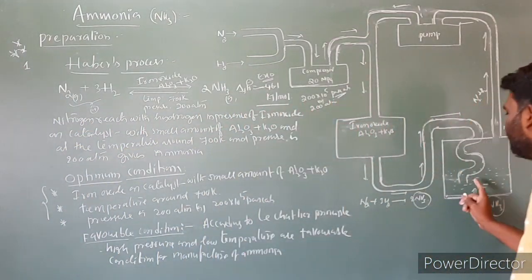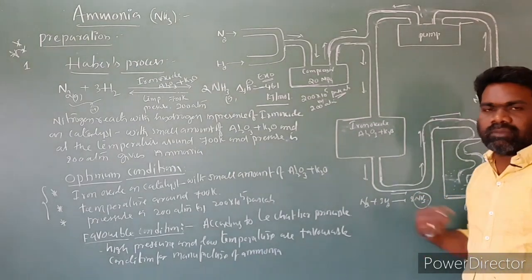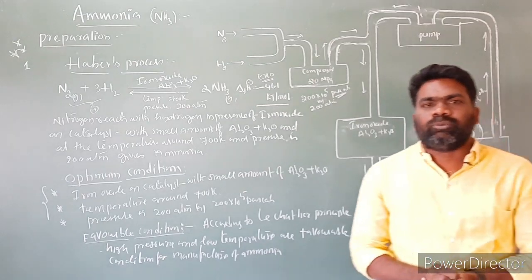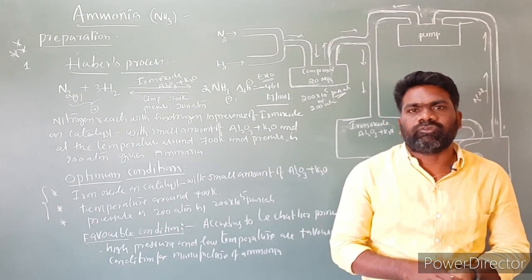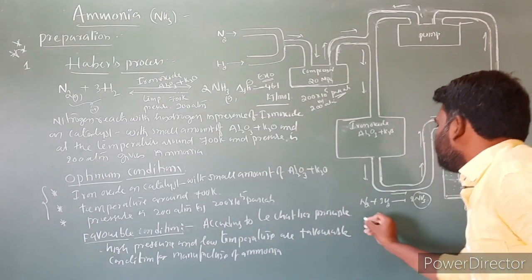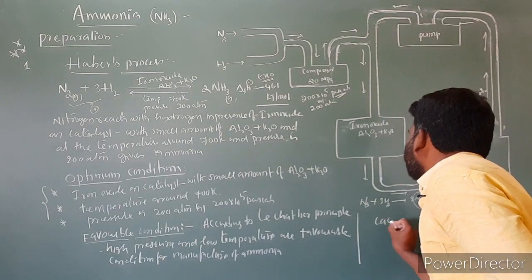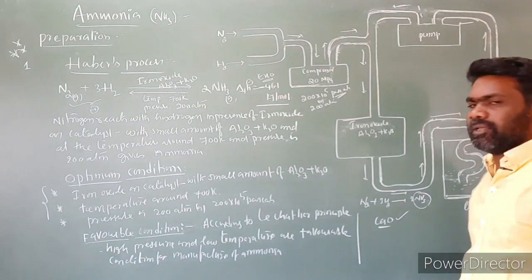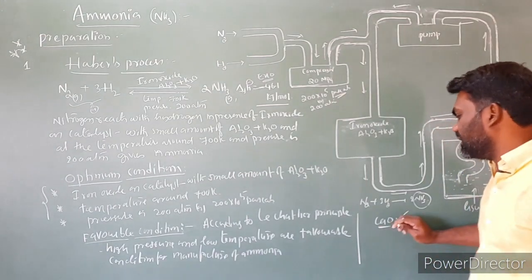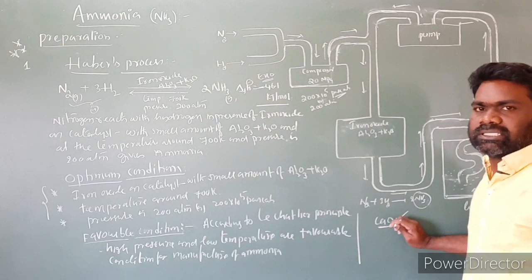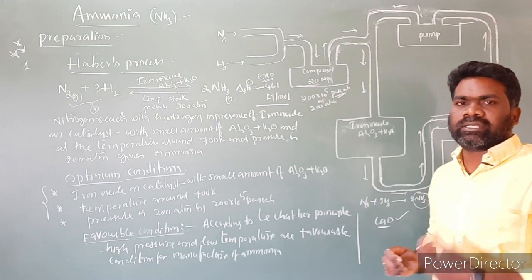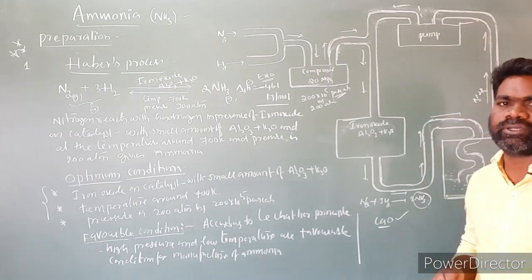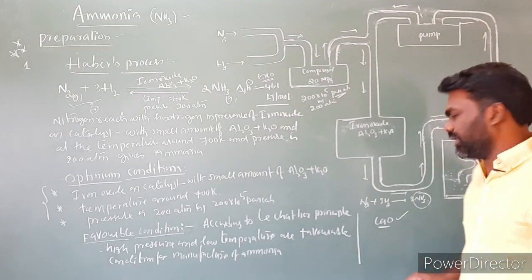Next, we are here getting liquid ammonia. If any moisture is present in the liquid ammonia, we have to dry it. The moisture present in the ammonia is dried by using quicklime, CaO, calcium oxide. So the ammonia is dried by using quicklime, but we cannot use dehydrating agents like sulfuric acid, anhydrous CaCl2, or P4O10, because they will react with ammonia.